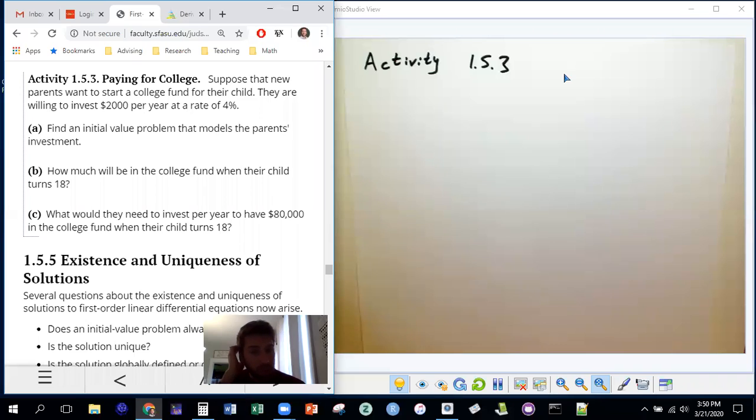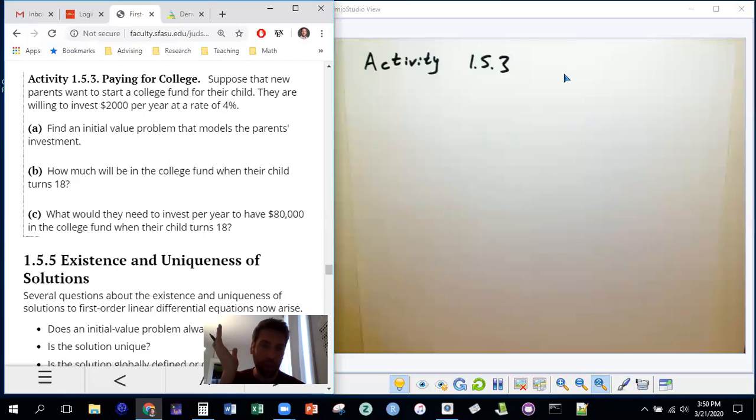So in this problem, let's pretend that you are a new parent and you're going to set up a college fund for your kid so that when it's time for them to go to college, they might have, hopefully, an easier time paying for it than you are currently right now. That would be really kind of you to do.